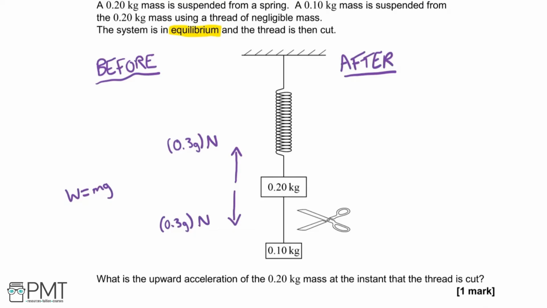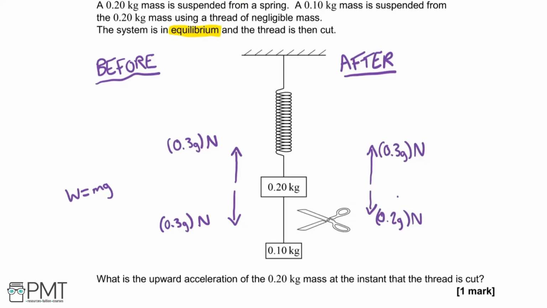Now we're interested in what happens afterwards when we remove the 0.1 kilogram mass at the bottom. Well, the weight is going to be lower. It's going to be 0.2 g newtons, because we've only got 0.2 kilograms this time to multiply by the gravitational field strength g. But because the spring is still extended by the same amount at that exact instant when the thread is cut, it's still going to have the same upward force of 0.3 g newtons.